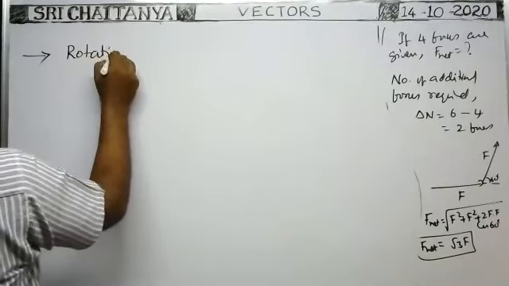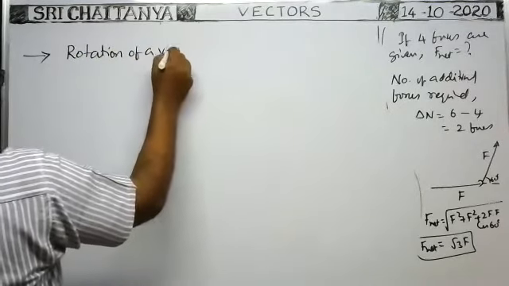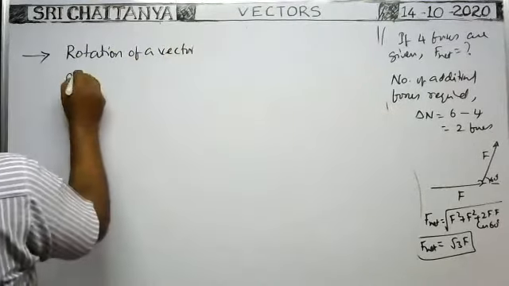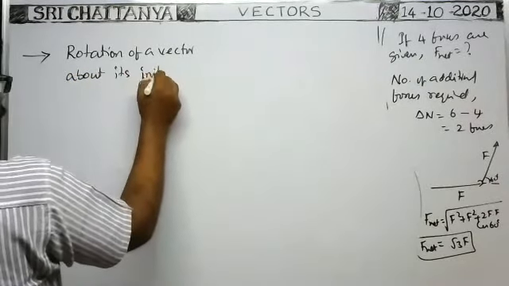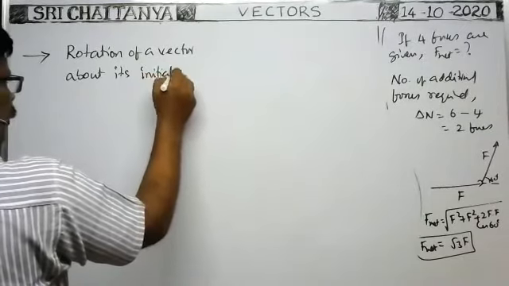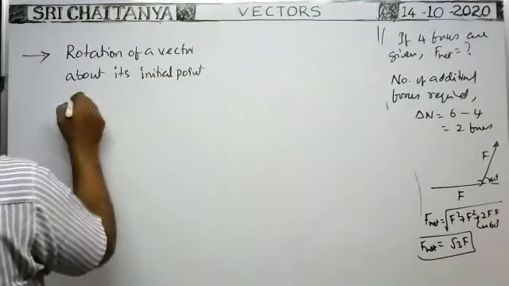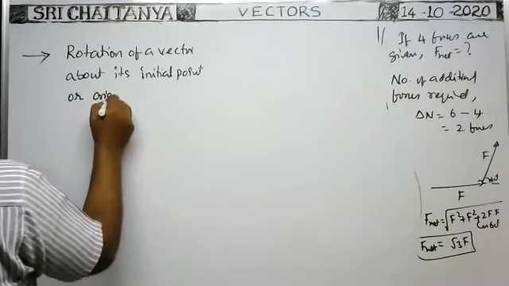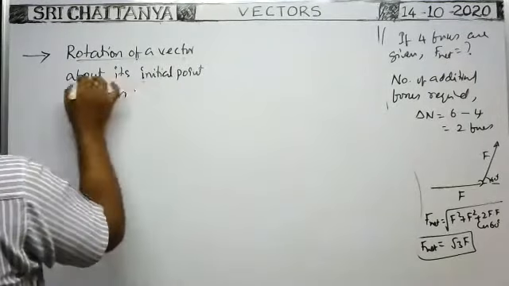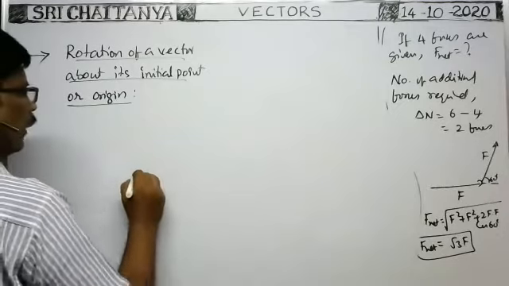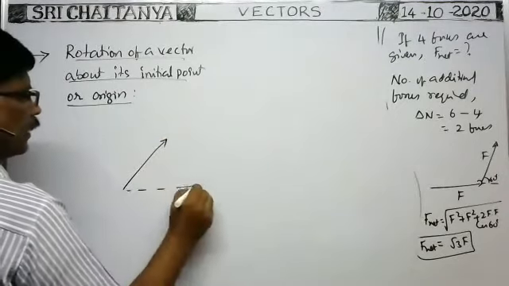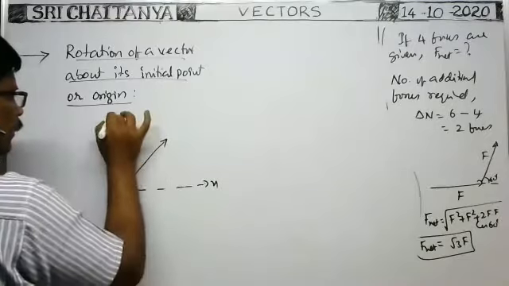Rotation of a vector about its initial point or about its origin. So when the given vector is rotating about its origin, suppose here one vector is like this. Here it is the x-axis, it is the y-axis.